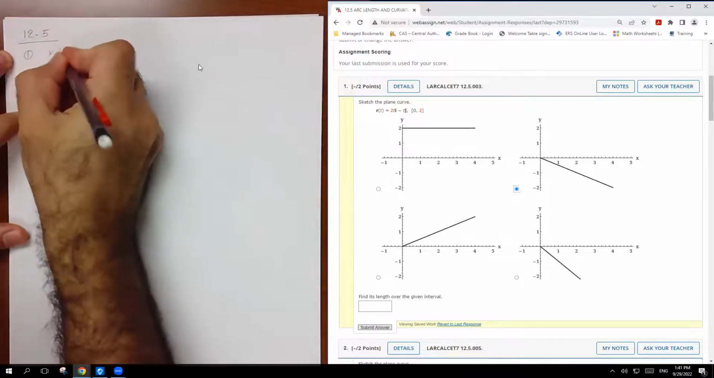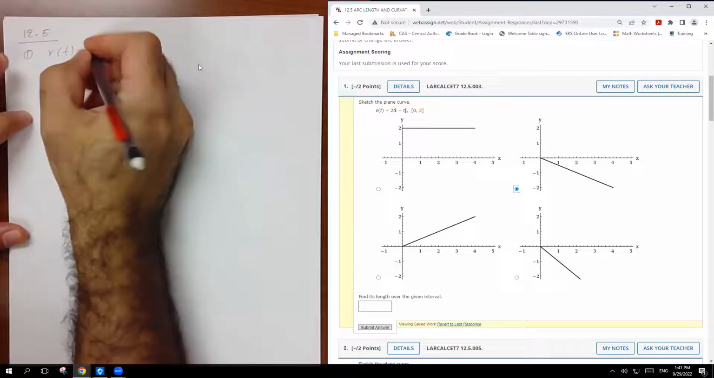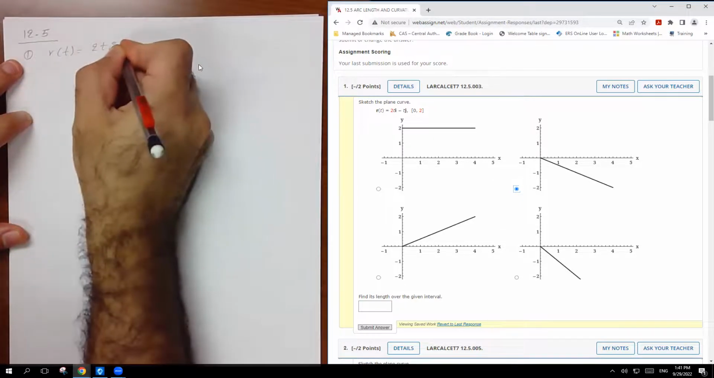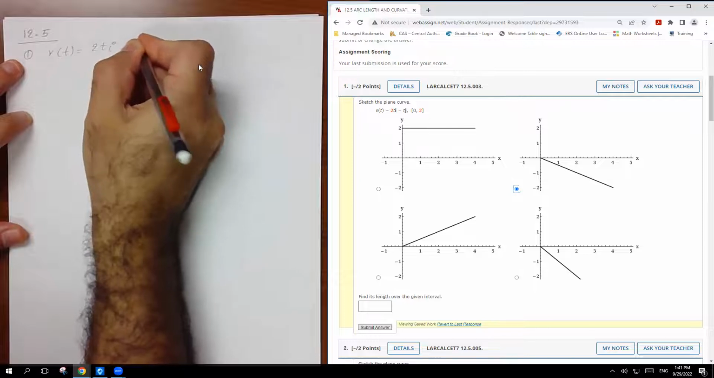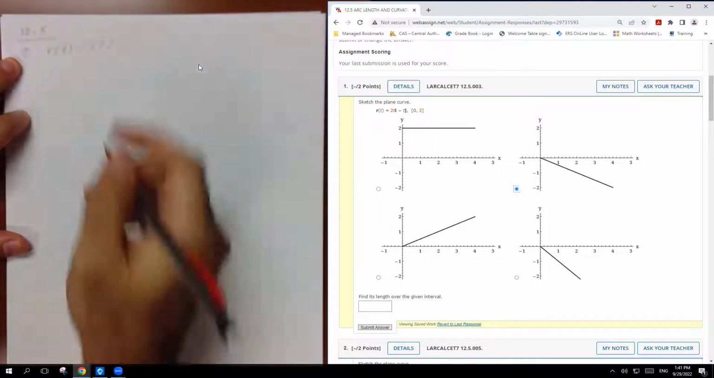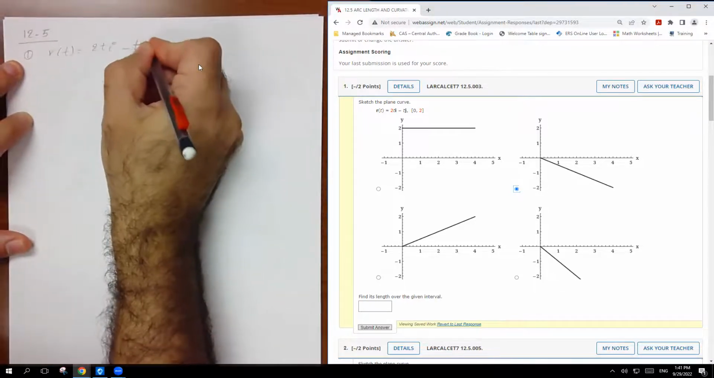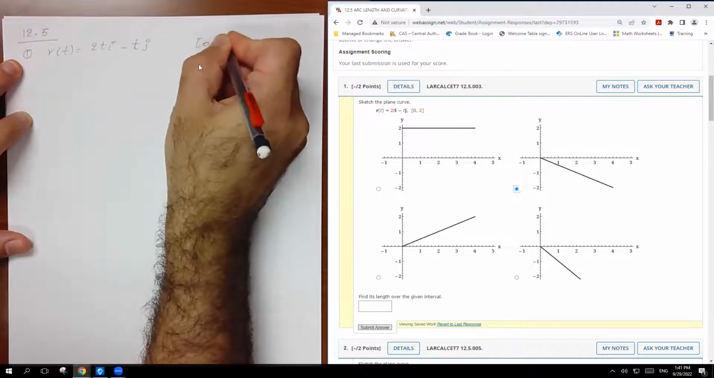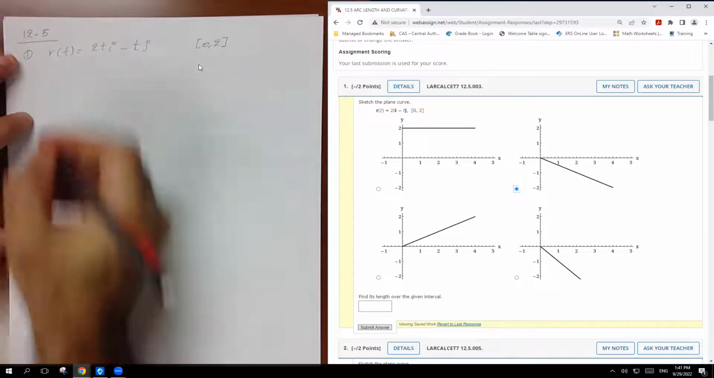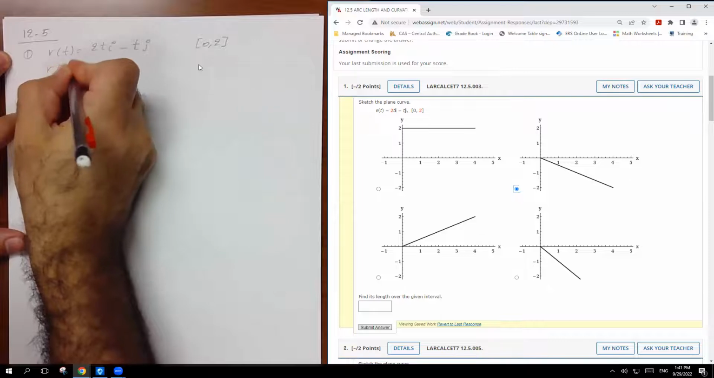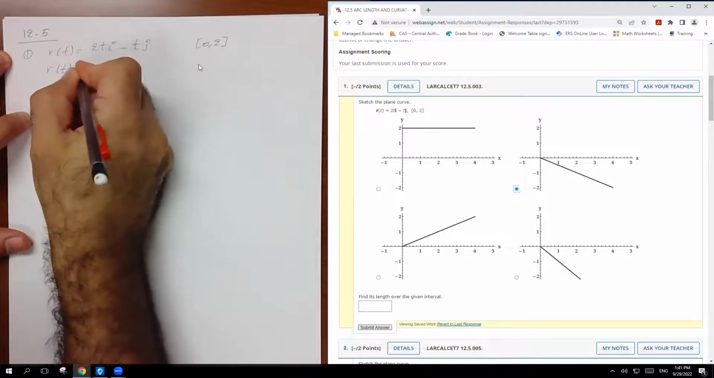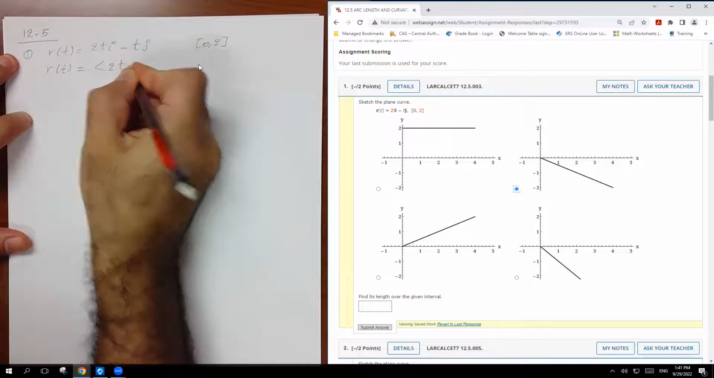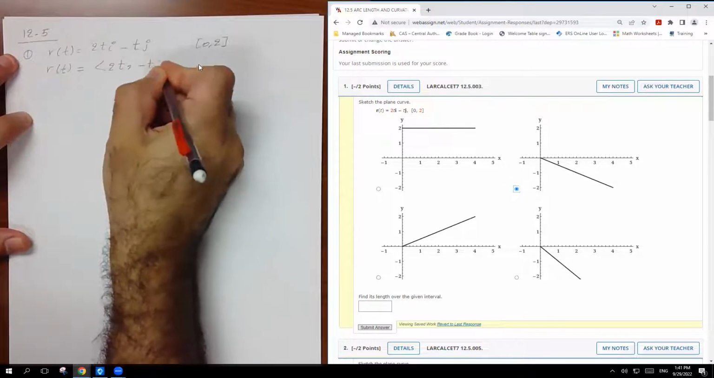r(t) equals 2t i minus t j, with t between 0 and 2. We need to sketch this one. The first thing I'm going to write down is the position vector, the vector-valued function, in component form: 2t and negative t.